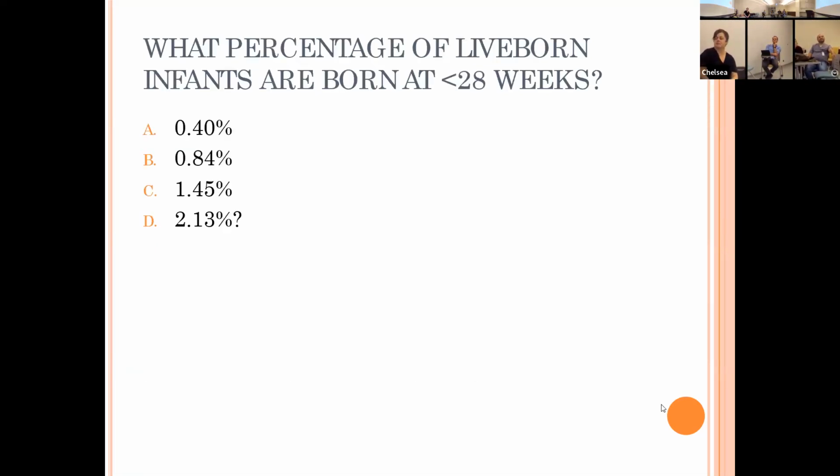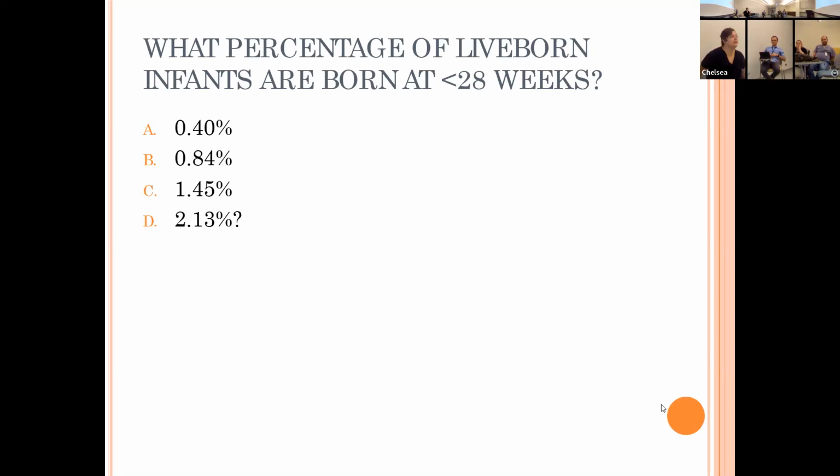What percentage of live-born infants are born at less than 28 weeks? It's our bread and butter. C. It's 0.4%. So that's of all live-born infants, right? It's just over 3% of preterms that are born at less than 28 weeks. But again, that's our bread and butter, so we remember all those babies. So it's actually not that many babies.